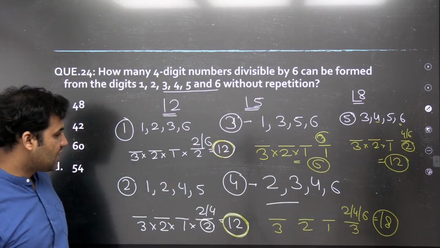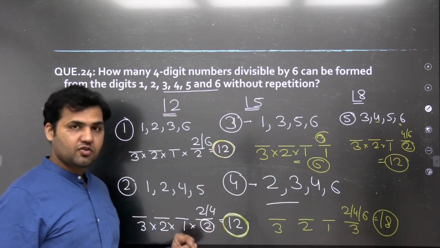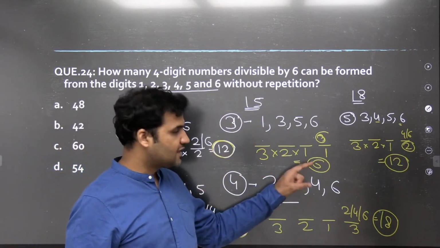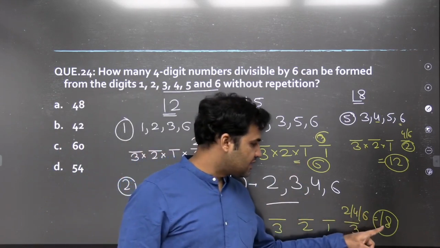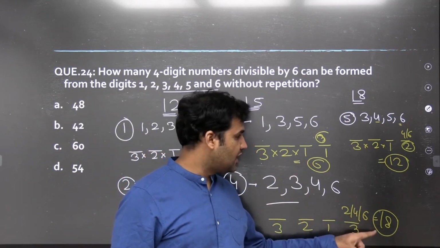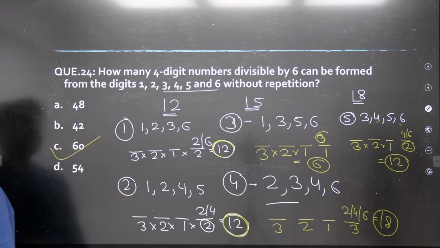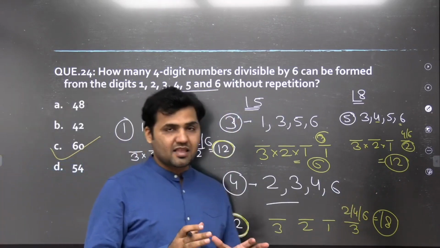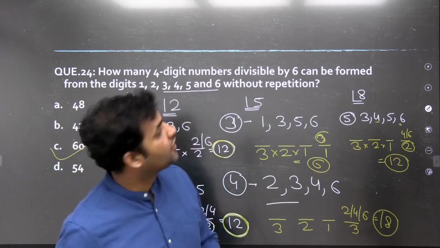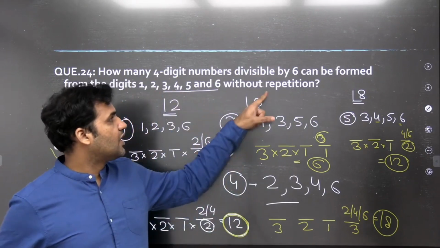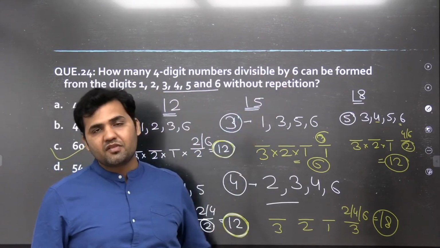So how many numbers are you able to make? 12 plus 12, 24. 24 plus 6, 30. 30 plus 18 is 48. 48 plus 12 is 60. So the answer to the question is option C. 60 are the numbers which you can make using these digits where the number will be divisible by 6.